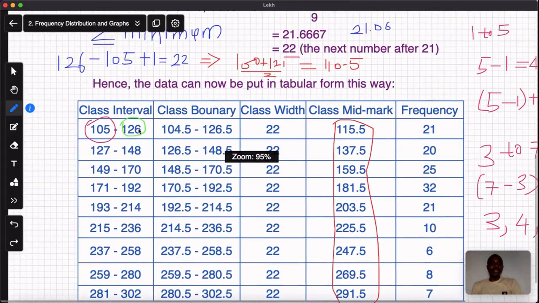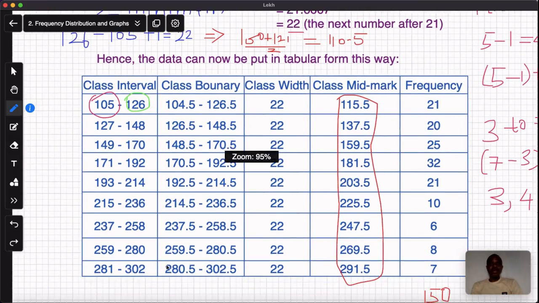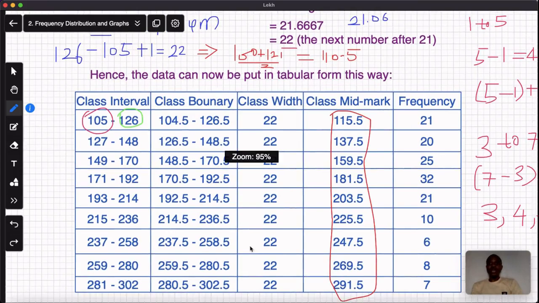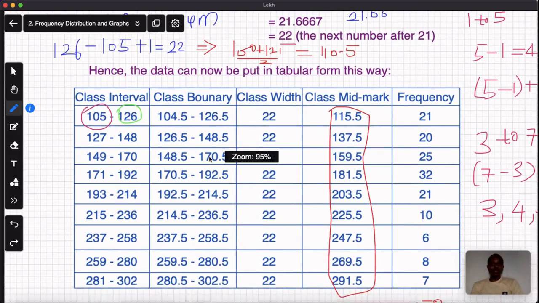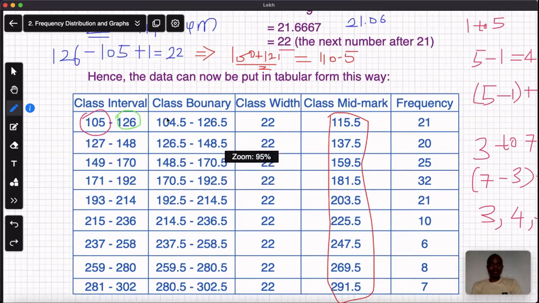So then for the upper limits, you do the same thing. Keep adding 22. When you add 22 here, you get 148. You add 22, you get 170. You add 22, and like that until you get to 302. When you have done that, you'll find out that you just have 9 classes, as I said before. Now the class width is going to be 22 for all of them. When you do the upper class boundary minus the lower class boundary for each of the classes, or when you do upper class limit minus lower class limit plus 1, you're going to get 22.